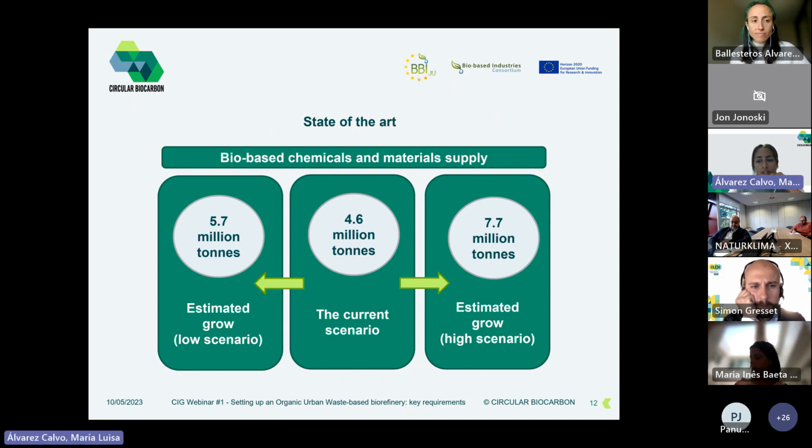The current bio-based chemicals and materials supply from European biorefineries is estimated at 4.6 million tons. It is estimated that supply from new or expanded biorefineries could grow by an additional 3.1 million tons in Europe in 2030 in the high growth scenario. It is a total of 7.7 million tons. Whilst in the low growth scenario, this could be limited to an additional 1.1 million tons. It is 5.7 million tons in total, obviously estimated in the lower scenario.